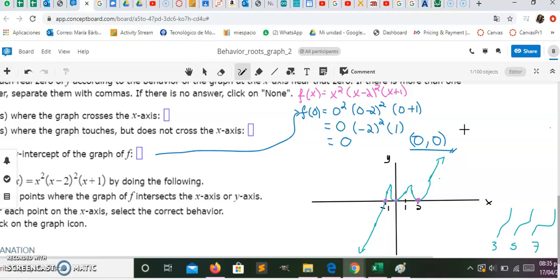Okay. Something important, dear students. When the multiplicity is an even number, like 2, the bounce is going to be like this. Okay, 2. If it is 4, which is also an even number, it is going to flatten a little bit more like this. And if it is 6, it is going to flatten more, okay? So it's the same thing as when it crosses. If the multiplicity is greater, it is going to flatten more and more and more.